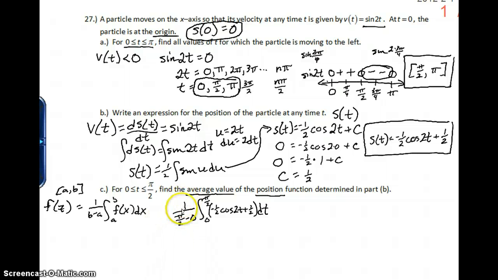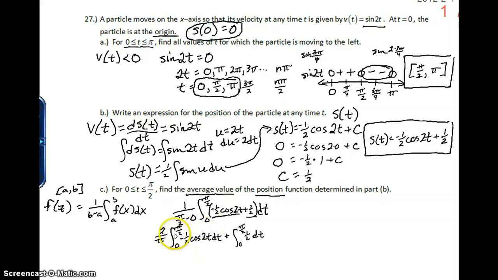So now let's start off. 1 over pi over 2 minus 0. Pi over 2 minus 0 is just pi over 2. So 1 over pi over 2 is 2 over pi times the integral from 0 to pi over 2 of that entire thing. Now, the first thing that I'm going to do is separate this into two separate integrals. So I'm going to have the first integral, negative 1/2 cosine of 2t dt. And then the second integral is plus the integral from 0 to pi over 2 of 1/2 dt.